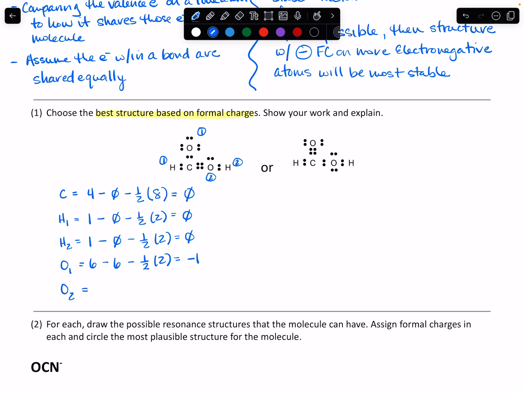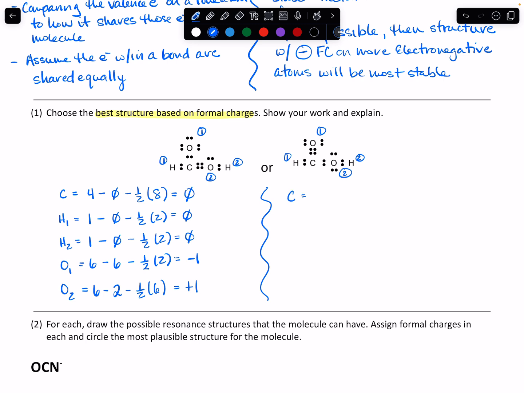Then I look at that other oxygen that's between the hydrogen and carbon, 6 valence electrons again, 1 lone pair, so 2 electrons there. And then 1/2 of the electrons in bonds, 2, 4, 6. So that's going to give me a +1 formal charge. Those are my formal charges for that molecule. I'm going to come over to my other one. Again, I'm going to label the different hydrogens and oxygens, and then I'm going to repeat.